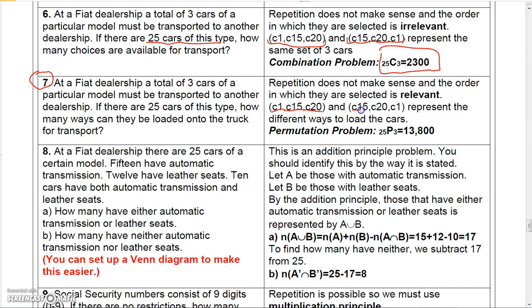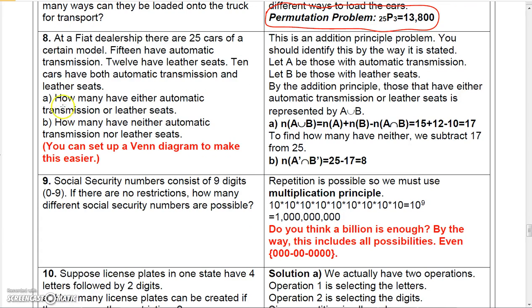Or I could load car 15, car 20, and car 1 in that order. Well, that would be a different order. So now the order is relevant, so this would be a permutation problem of 25 cars, P3.